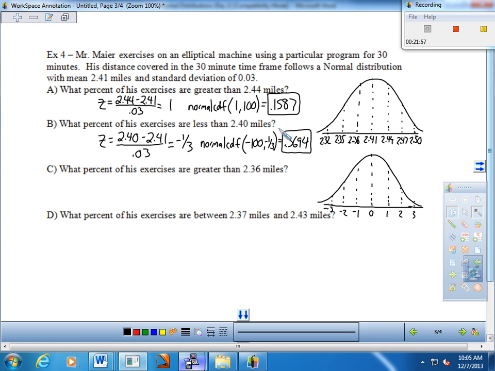Okay, letter C. What percent of my exercises are greater than 2.36? So just looking up here, greater than 2.36, about right here, give or take, all the way to the right. So chances are our z-score is going to be between -1 and -2, somewhere in there, and it should work. So let's go ahead and standardize that 2.36.